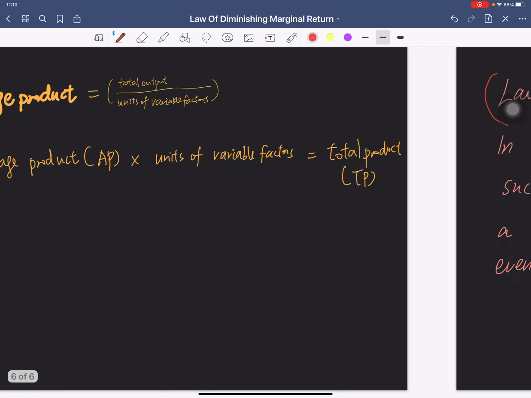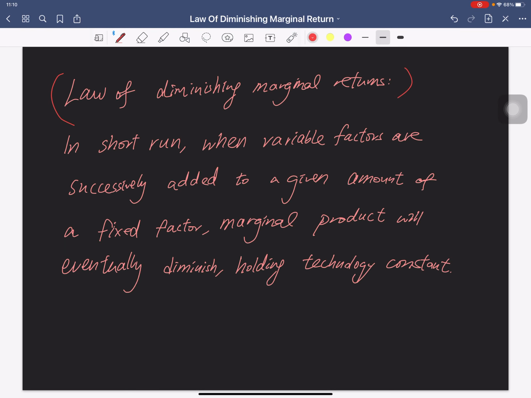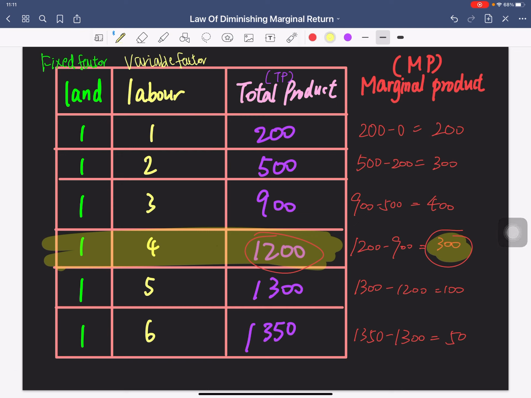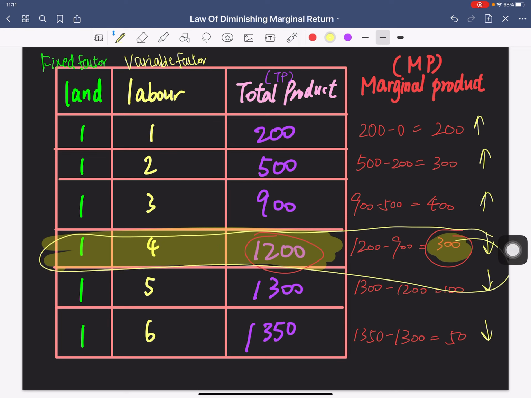So in the short run, if we keep adding the variable factors successively, adding more and more of it to a given amount of fixed factor, the marginal product will eventually diminish, holding technology constant. So you see that the marginal product keeps increasing at first, but from this point it started to decrease. We call this one, it illustrates the law of diminishing marginal returns.